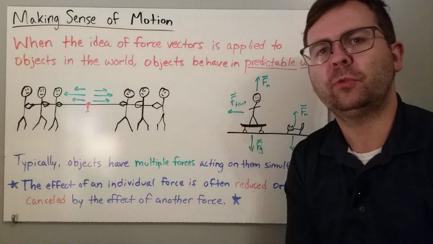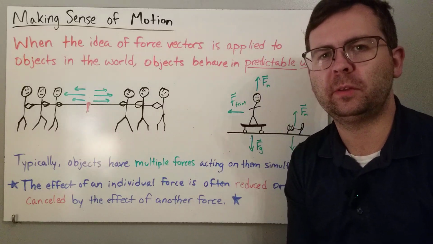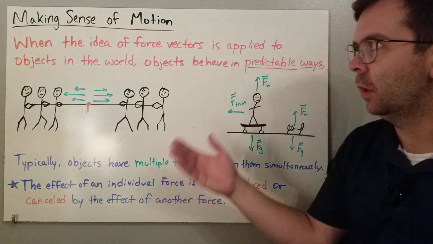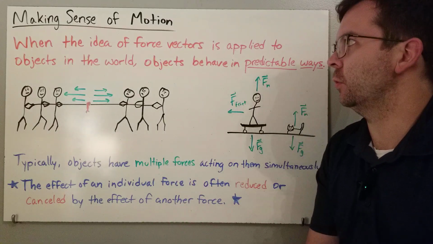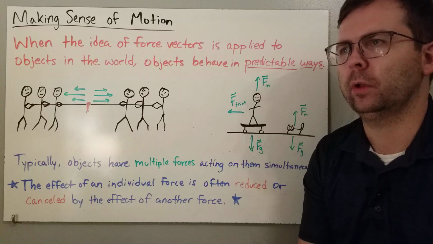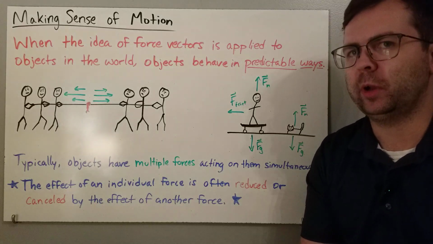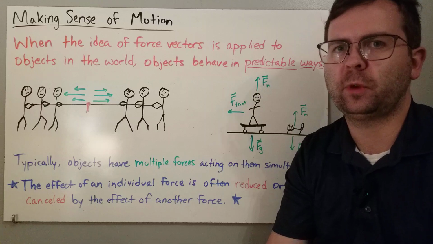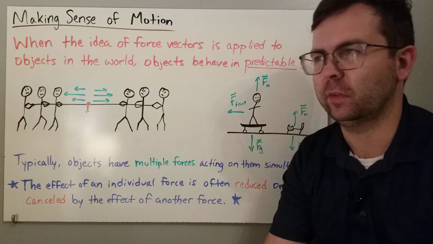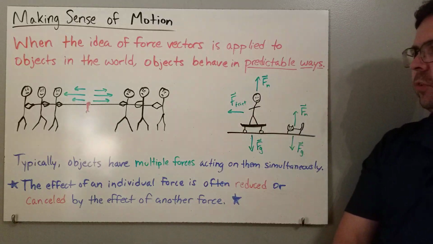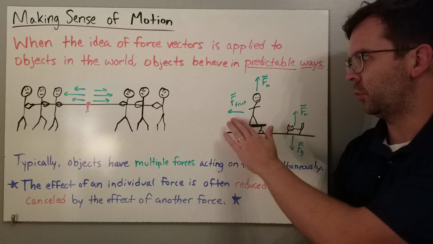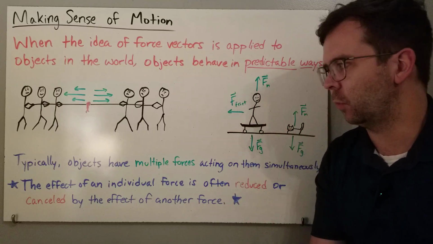Hi. In this video, I'd like to show you how we can make sense of motion in our world using forces. When the idea of force vectors is applied to objects in our world, objects behave in predictable ways. So a tug of war match is really six forces battling against each other. Riding a skateboard is really a matter of your gravity and normal force and also friction and any applied forces.